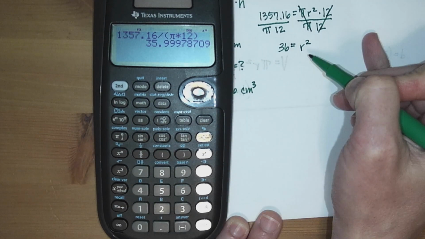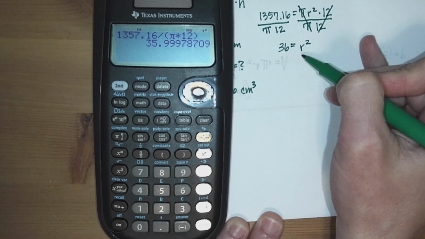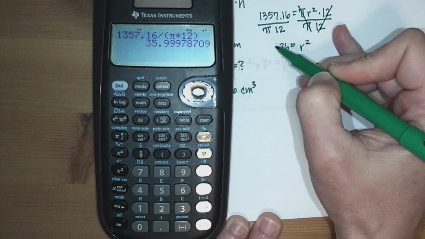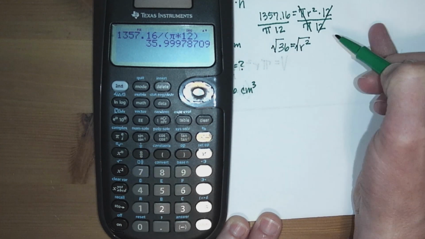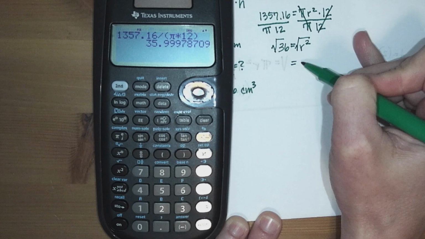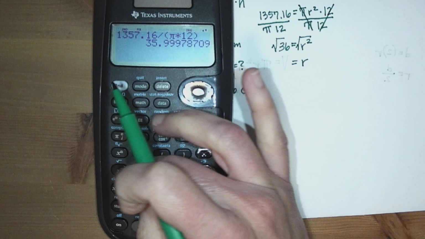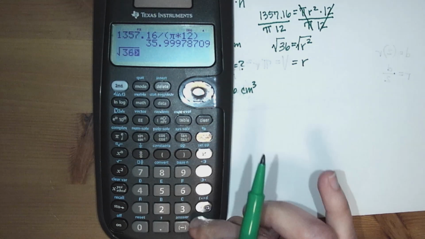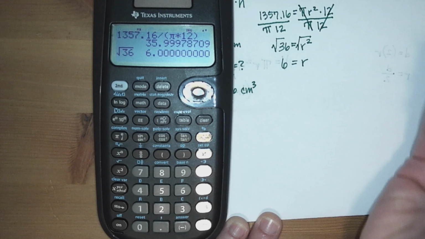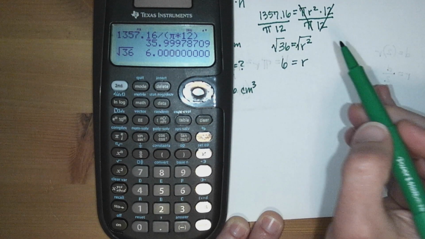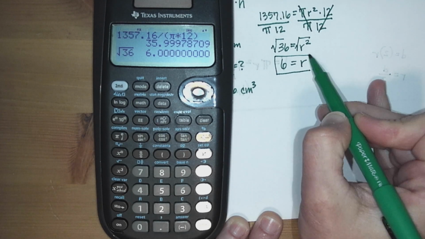Now we're not done until that r is totally by itself, so we have to get rid of the squared. And the inverse of squaring something is to take the square root of something. So we're going to take the square root of both sides. And that'll leave us with r on that side. And we can use our calculator to help us out with the square root of 36. And that's going to tell us 6. So 6 equals r. And then at that point you are done with the problem.